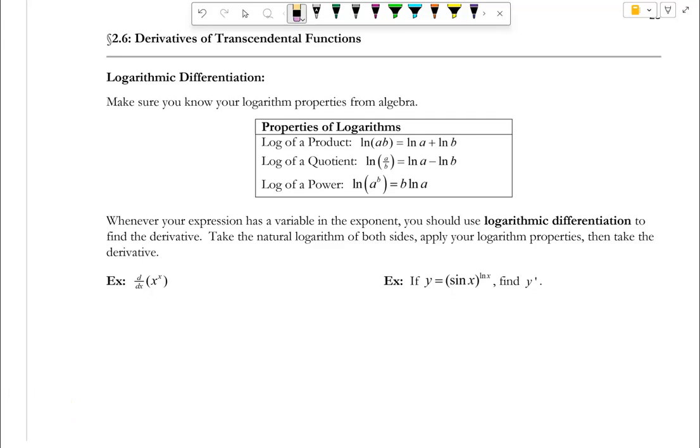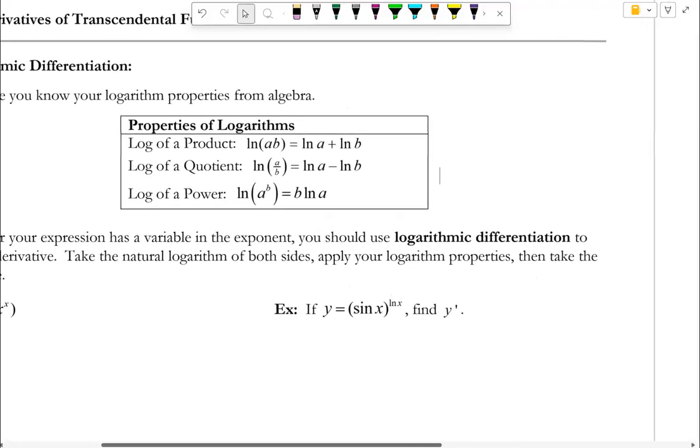In section 2.6, we are learning about logarithmic differentiation as well as the derivative rules of transcendental functions that we haven't learned about yet. And so we're going to review some properties of logarithms from Algebra 2. And I want you to note that they are similar to some properties of powers that we know.